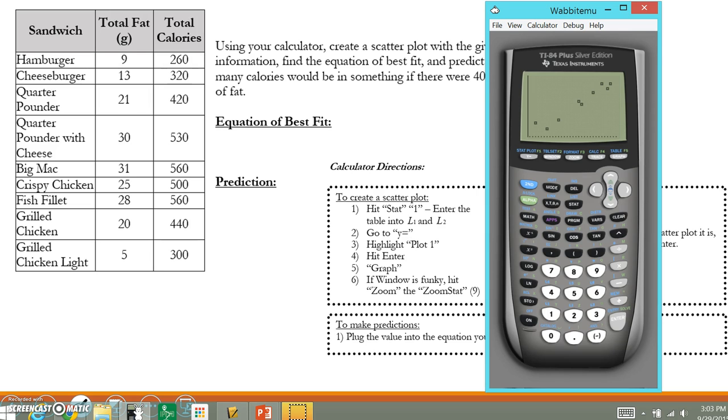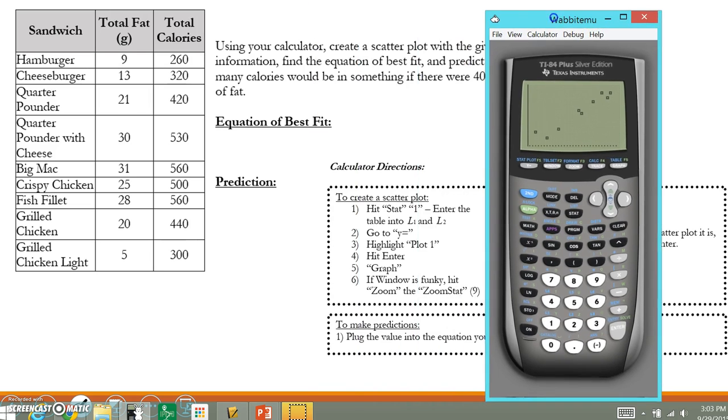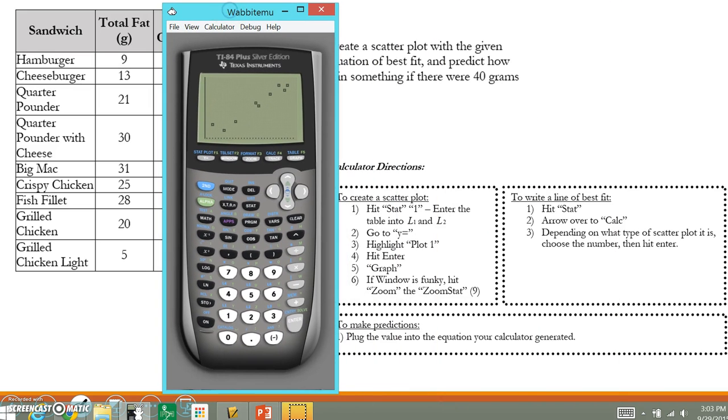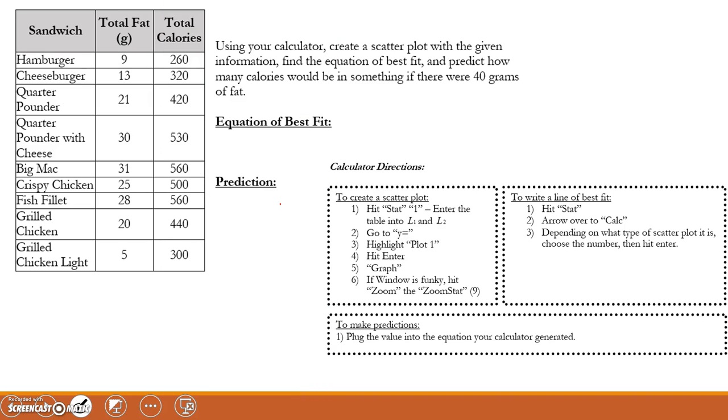That, I believe, looks like a line. And so to write a line of best fit, you hit stat, you go over to calc, so hit the right arrow once, and then depending what type of scatter plot it is, you choose the number and then hit enter. So if it is a line, you press 4, so line reg. If it is a U, a quadratic, you hit 5. And if it's a half U or exponential, you hit 0.